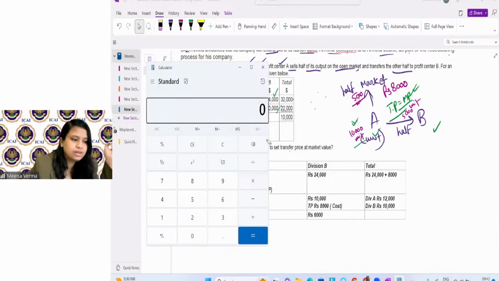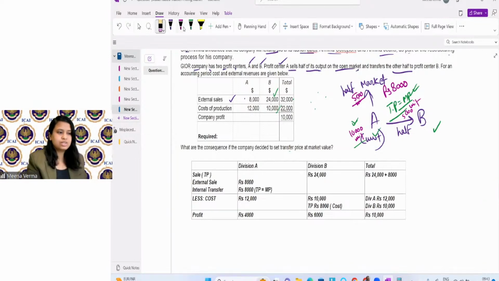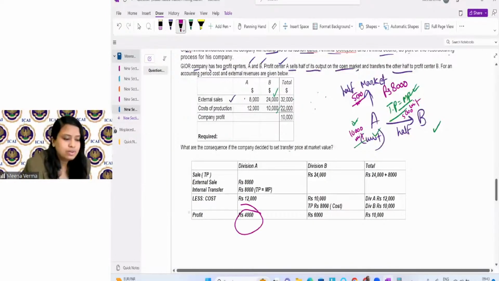$32 will be the sale value. 32. 22 is the cost. 10,000 will be profit. I don't need a calculator now. Okay, rupees, I've done it. 10,000. You can see the total profit is coming as 10,000.